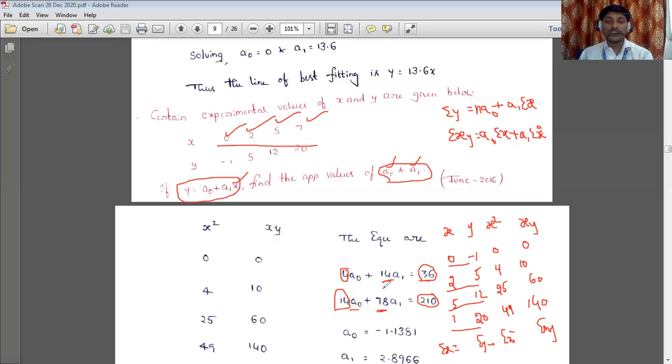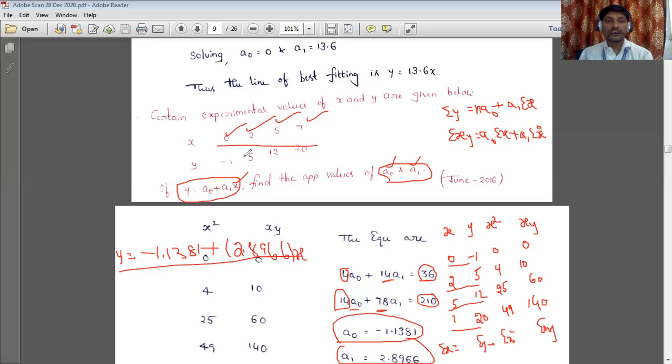By solving these two equations, we get the values of a naught as well as a1. Of course, this is the only thing they asked in the problem. But if you want, you can write this also. Therefore y is equal to -1.1381 plus a1, which is 2.8966, into x. This is the required straight line of best fit.